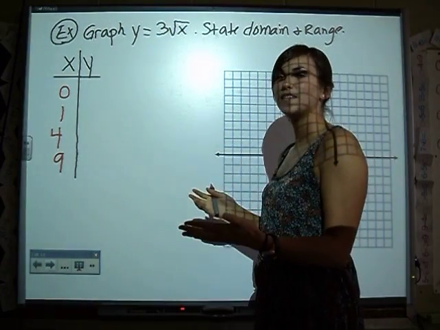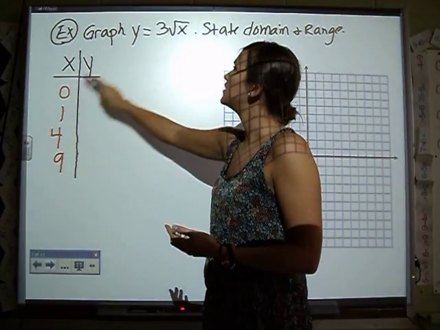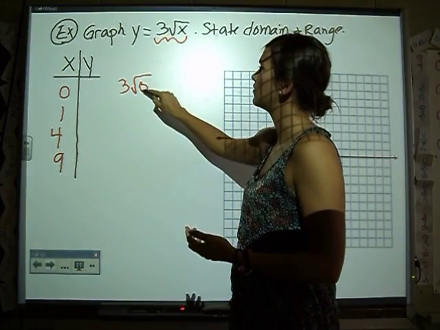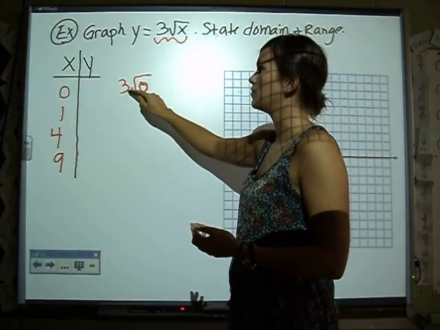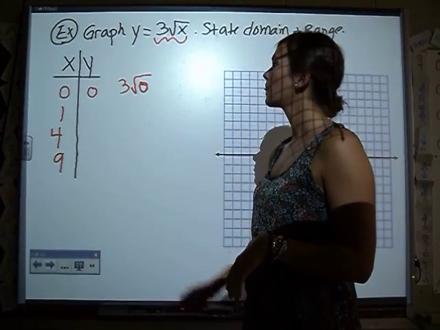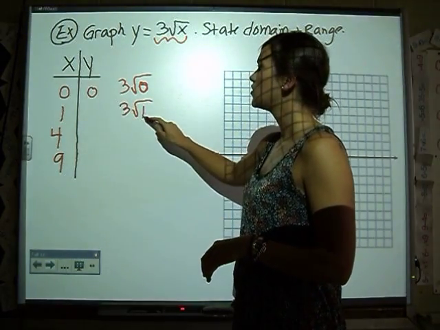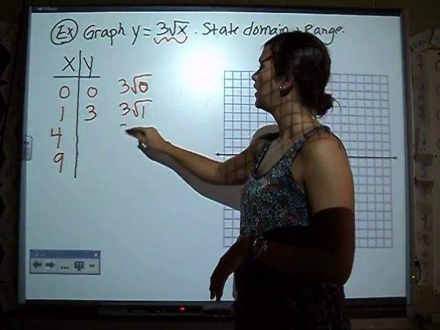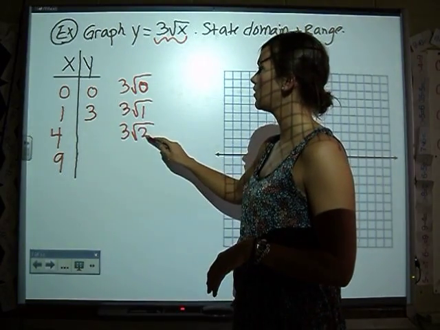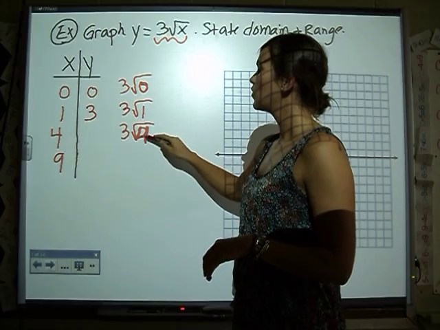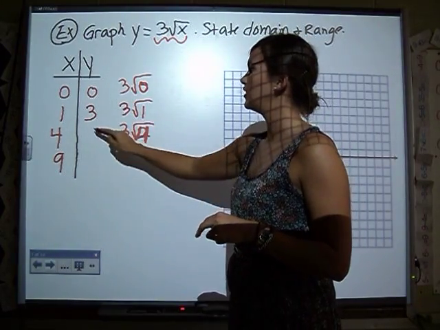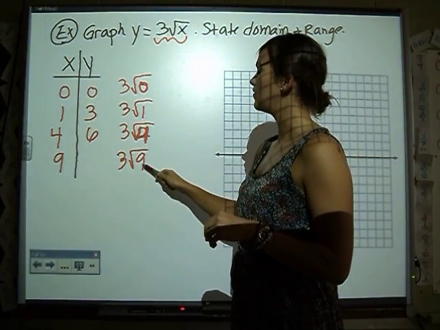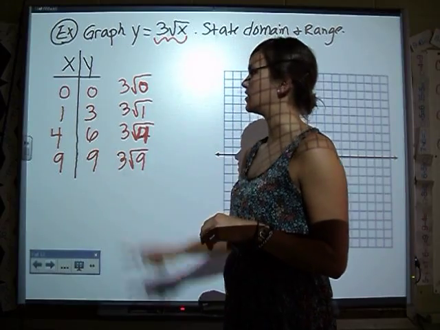So when we're making a table, we do the exact same thing. If x is 0, then I put 0 into my equation right here and solve. Square root of 0 is 0 times 3 is 0. If I put 1 into my equation, square root of 1 is 1 times 3 is 3. If I put 4 into my equation, square root of 4 is 2 times 3 is 6. And then if I put 9, I get square root of 9 is 3 times 3 is 9.